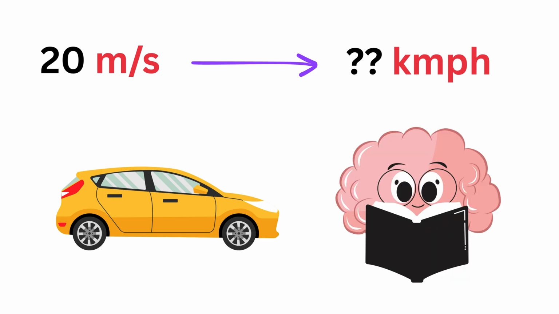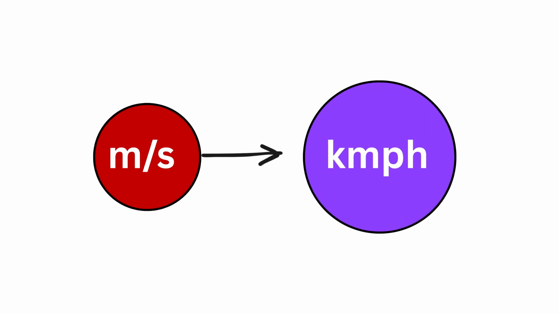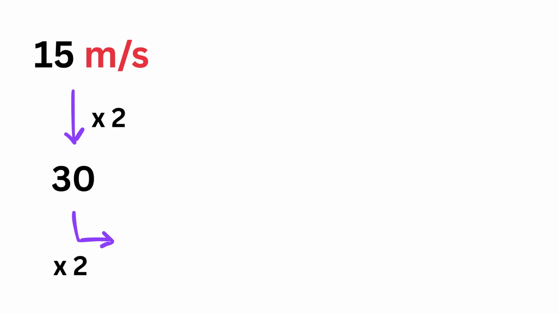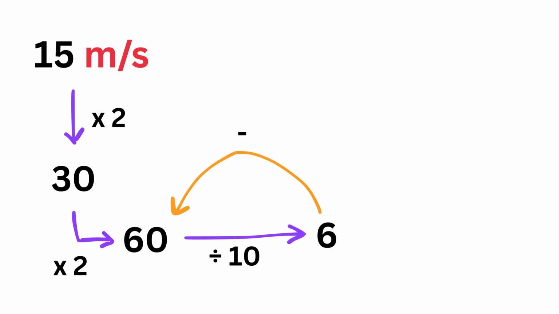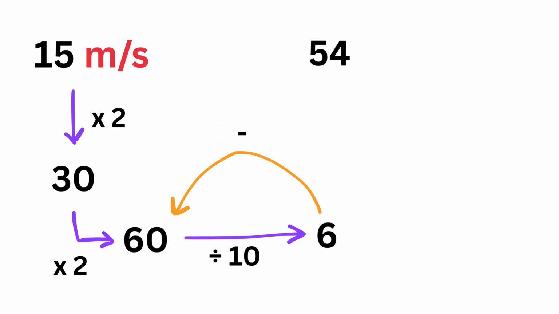Let us first see the conversion from meters per second to kilometers per hour. Suppose we want to convert 15 meters per second. The very first step is to multiply this number by 2, which gives us 30. Then again, multiply it by 2, which gives us 60. Next, divide this number, or 60 by 10, which is 6, and subtract this 6 from 60 to give us 54, and that's our answer. So 15 meters per second is 54 kilometers per hour.